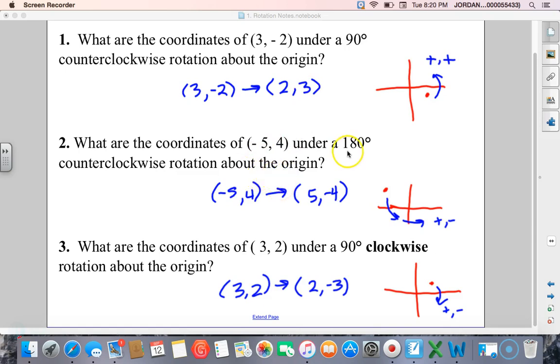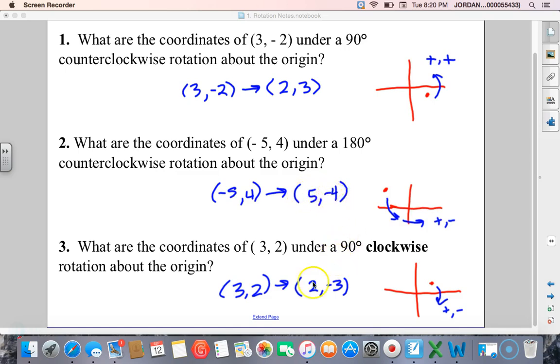This one, you do 180 degrees. With 180 degrees, you don't have to swap them because you swap them once here and then swap them back. So essentially you don't need to swap them because you're just swapping them twice. When you do 180 degrees counterclockwise, it gets you in this quadrant where your X's are positive, your Y's are negative. So you leave the numbers the same and your X is positive, your Y is negative.